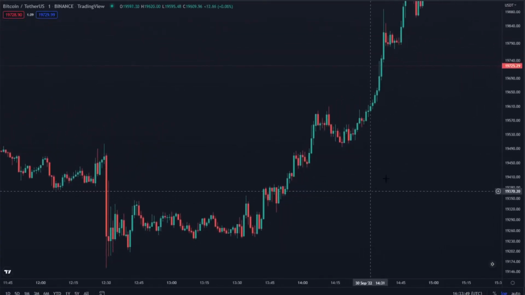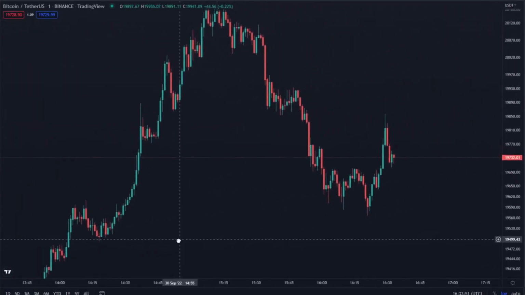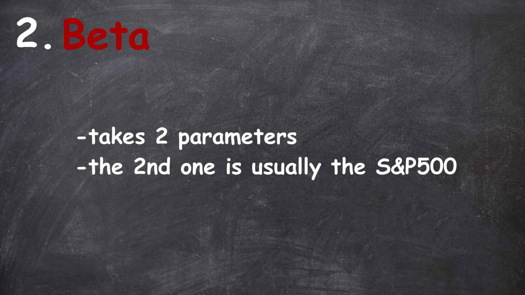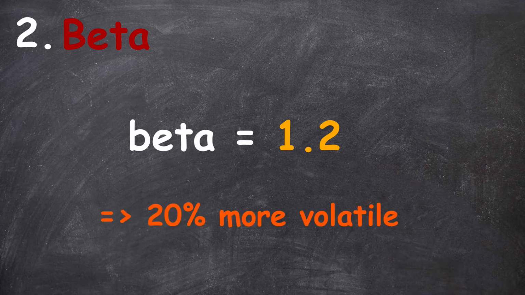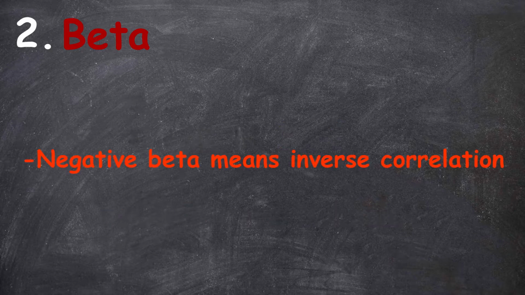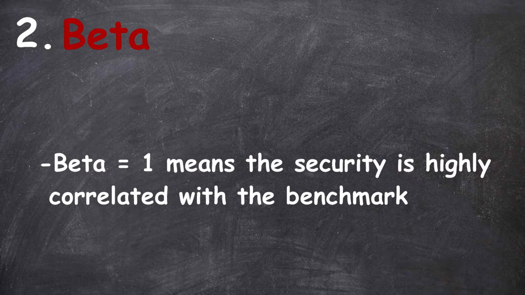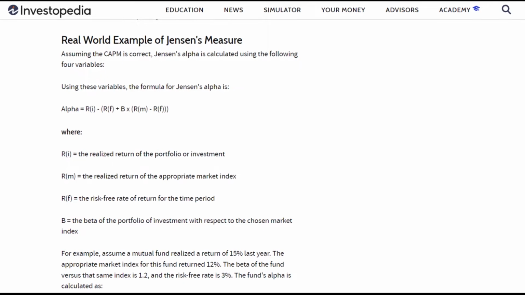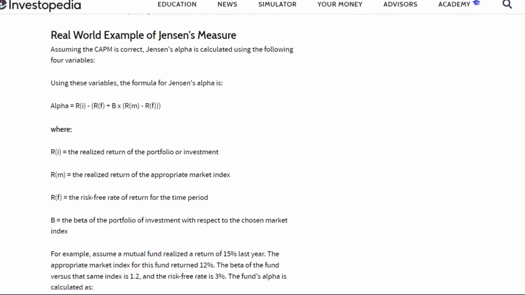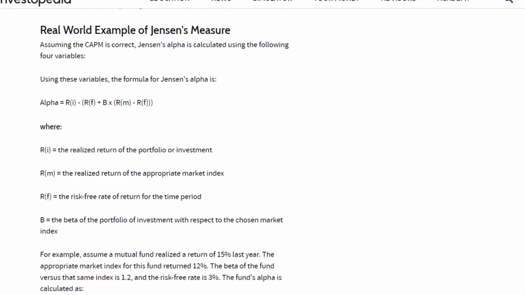The second term we have to talk about is beta, which is a measure of the volatility of a security or portfolio compared to the market as a whole, usually the S&P 500. For example, if the beta of a stock is 1.2, it means that it is 20% more volatile than the benchmark. Beta can also be negative, and that means that the stock is inversely correlated to the market benchmark. If the beta of a stock is 1, then it's highly correlated with the benchmark. For simplicity, roughly speaking, a security with a beta of 1.5 will have, on average, 1.5 times the market return.